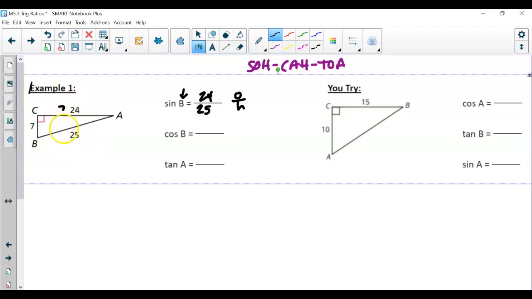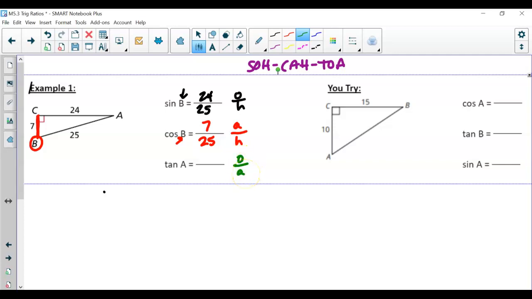Now we want cosine of B. Cosine of B, so again, our reference, and cosine is adjacent to hypotenuse. So now what is adjacent? What's next to it, side by side? 7. So 7 to, what is the hypotenuse? 25. And tangent. So tangent is always opposite over adjacent.